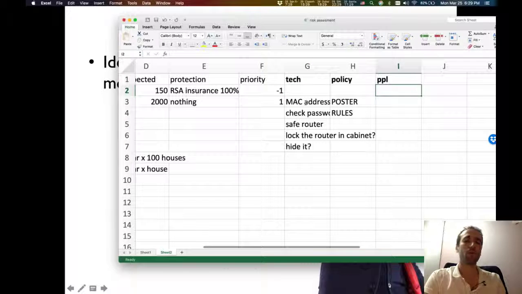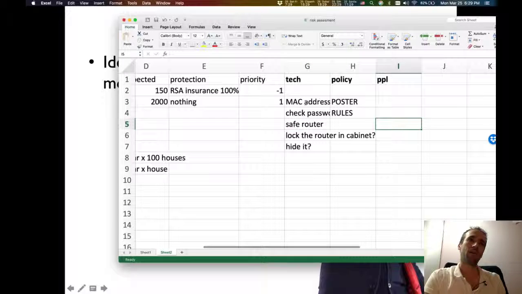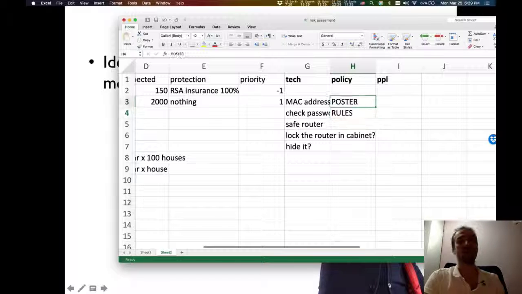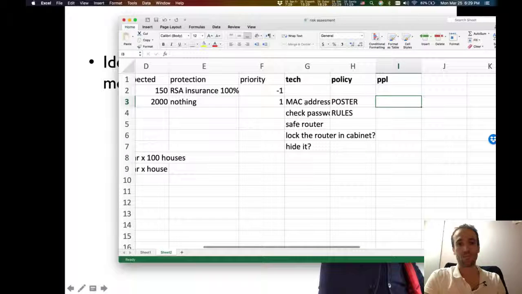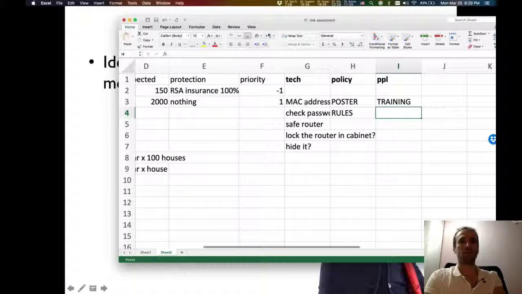There's the people component. So you can make the best rules, you can have the best router, but if your mom doesn't know about the rules or doesn't understand them, that's a weak point in your security. So people here means training or talking to your family, like, hey, this and that, and make sure they understand, and make sure that they are prepared to apply the policy and they understand the tech. Does that make sense?